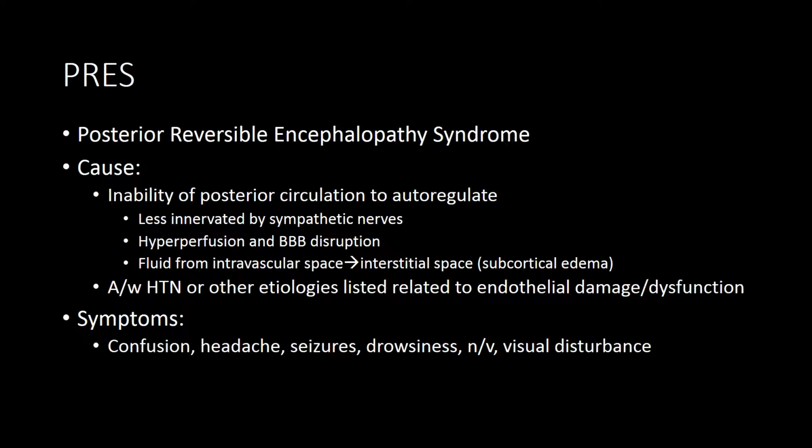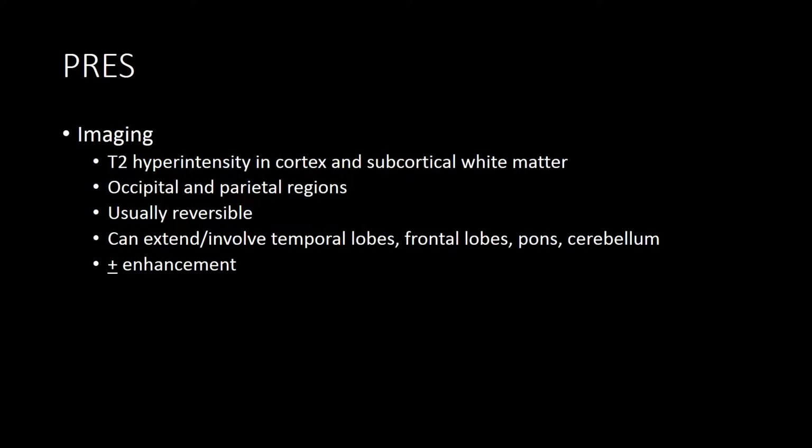It's associated with hypertension most commonly, but other etiologies can result in it related to endothelial damage or dysfunction. And patients with PRES typically have confusion, they have headaches, seizures, drowsiness, they can have nausea and vomiting, as well as visual disturbance, since it's posterior predominant. On imaging appearance, what you'll see is T2 hyperintensity in the cortex and subcortical white matter, specifically in the parietal and occipital regions most classically.